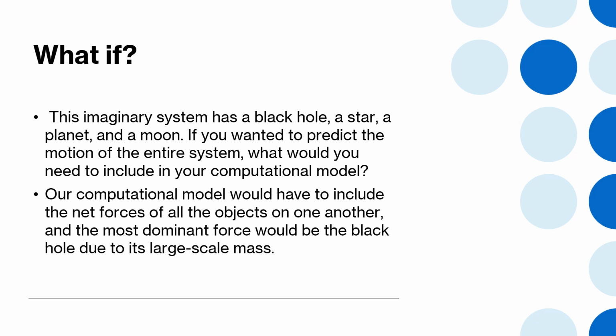Similar to what we did in part two, we would have to include the net forces on all objects in order to predict the motion and the position of these objects. And the most dominant force on these objects would be the black hole, simply due to its sheer mass being large scale. It would be the most prevalent force present, depending on how close the black hole is, leading to the biggest component of the force on the planet, the moon, and the ship.